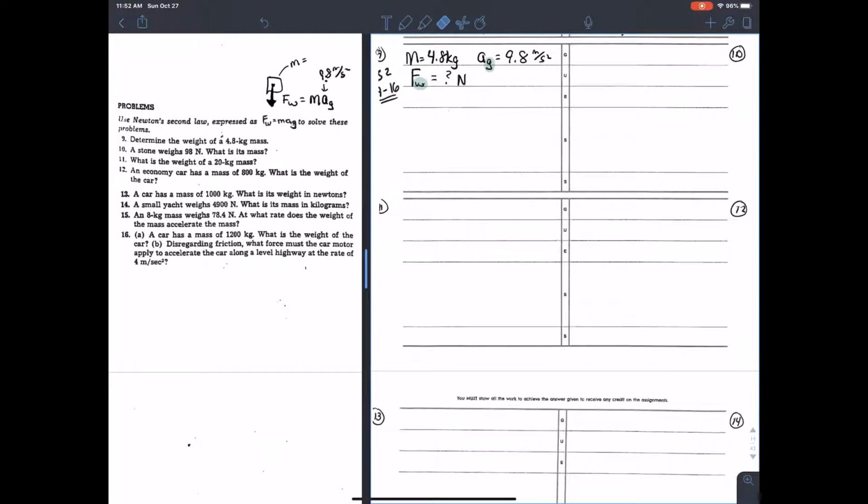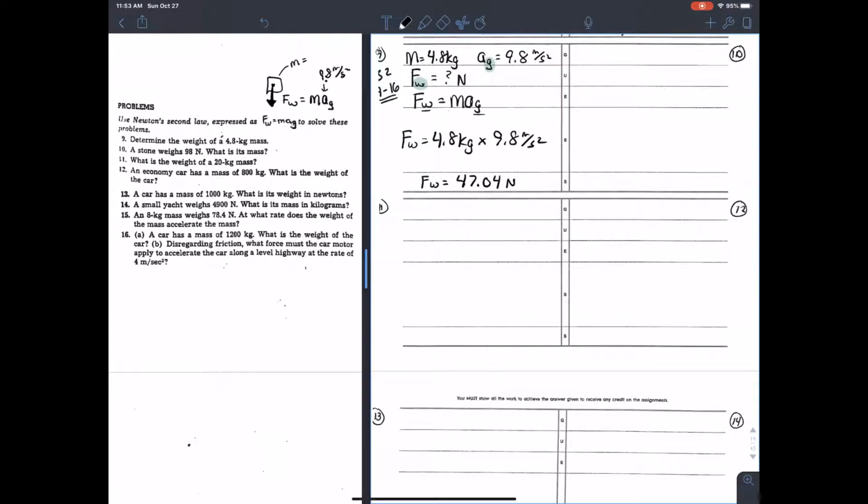So our formula: F_w equals m a_g, weight, gravity. So the weight of this thing, we're going to have 4.8 kilograms times the gravitational pull. We put that into your calculator. Your weight for this object would be 47.04 newtons. All right, we go to the next thing.